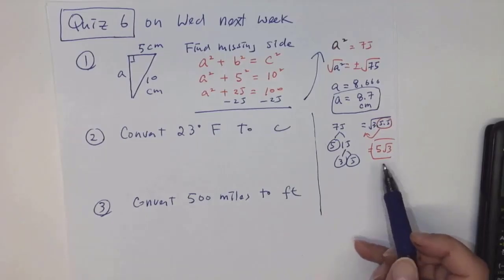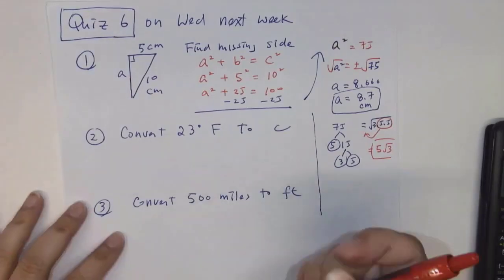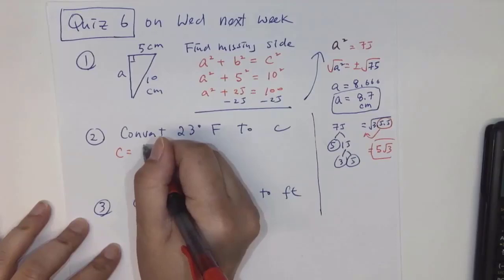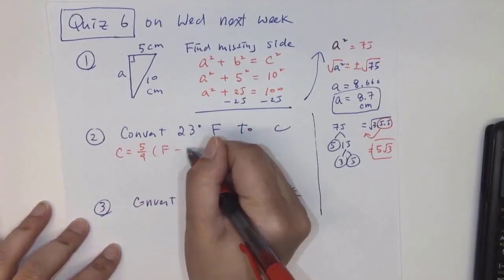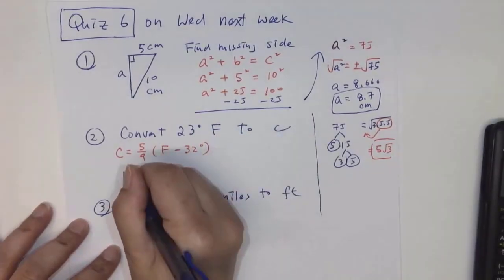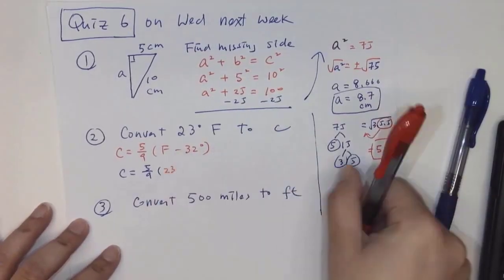All right, how do we convert temperature? What's the formula? How do you convert Fahrenheit to Celsius? What is the formula? C will equal to, because we want C, right? C will equal to what? 5/9 times F minus 32 degrees. We will plug in 23 as my F, Fahrenheit.